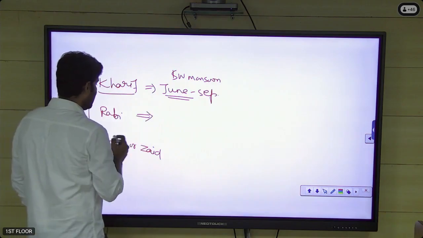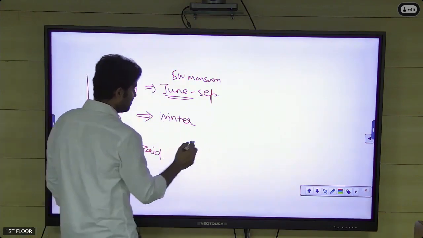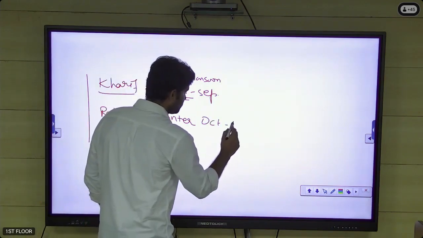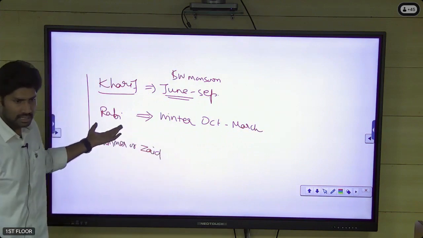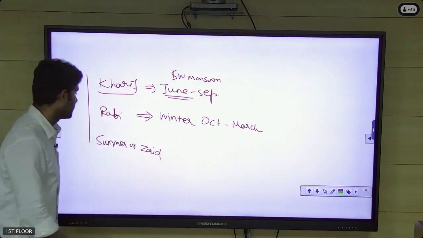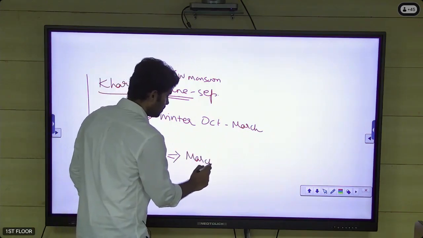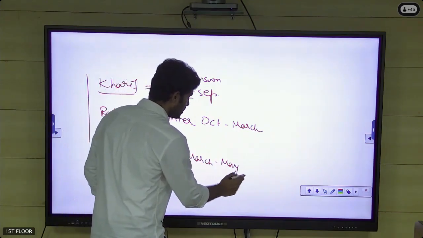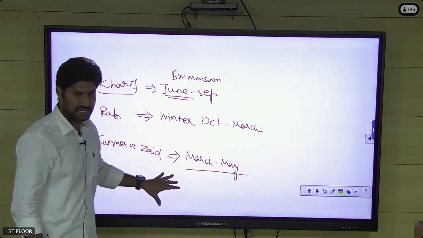The second important season in India is the Rabi season, also called the winter season. So the winter season is October to March. October is the sowing time for the Rabi crops, October, November sowing time. And the summer or Zaid season is March to May. So these are the three important seasons in India.